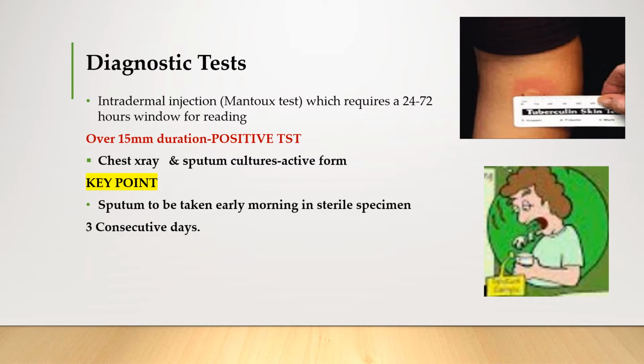If it's positive, there will be a raising up of the skin. So it is an intradermal test that is done, and if the induration is more than 15 mm, that means the person is positive for tuberculosis. Then the next confirmation test is the chest x-ray. You can't even confirm it with the intradermal injection. You have to do other tests also.